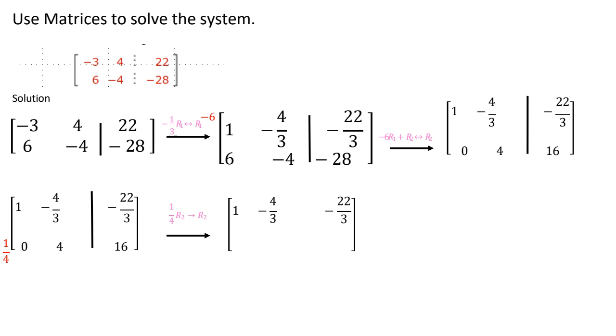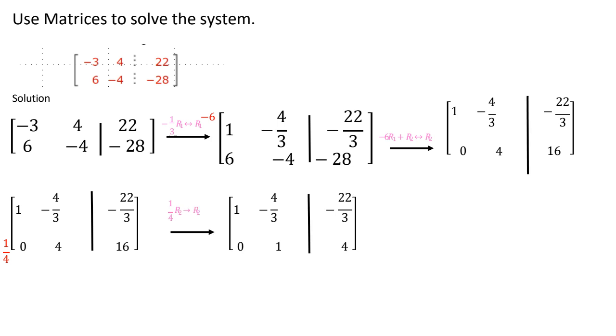But let's get my new row 2. Multiply the 1/4 to all of row 2. 1/4 times 0, that's 0. 1/4 times 4, 4 divided by 4 is 1, and 16 divided by 4 is 4. There's my new row 2, and I have my solution, y equals 4. Again, just like before, and let's get the x.